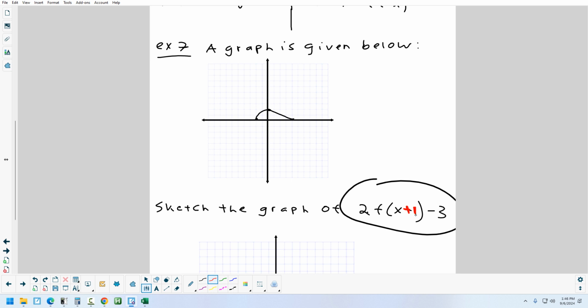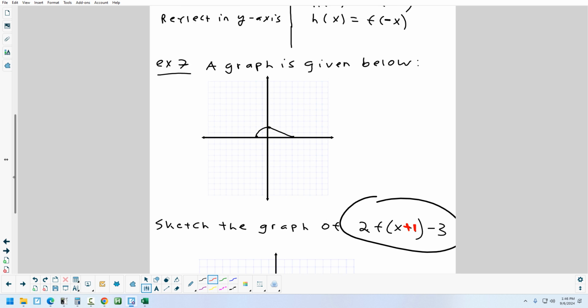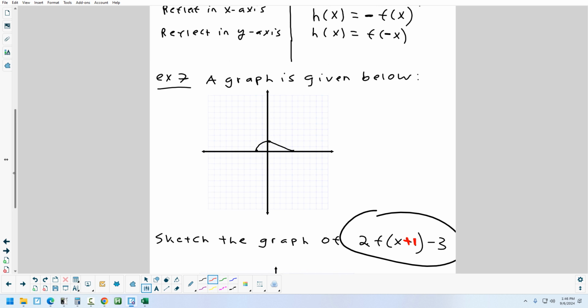And which way did we say that +1 is gonna move it? To the left. Left, how many? 1. So you're gonna move every dot there left 1. Left 1, 1, and 1. Okay, so that's what the +1 does. Moves it left 1.